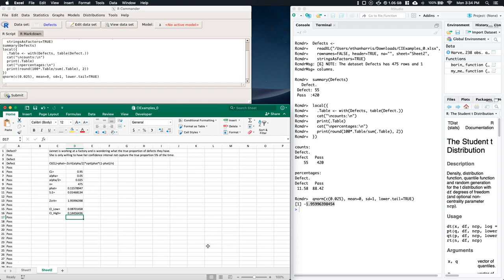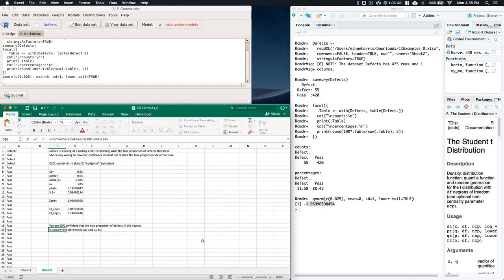All right, so I've got the high and I've got the low, and now I just need to write a confidence interval statement. So I can say that we are 95% confident that the true, okay, so now I need to talk about what am I talking about? I'm talking about the true proportion of defects in this factory is somewhere between 0.087 and 0.145.